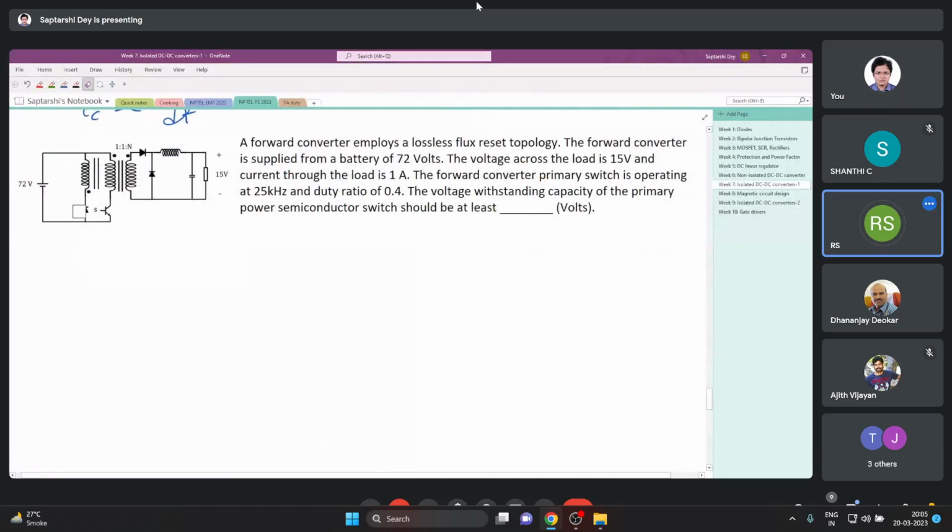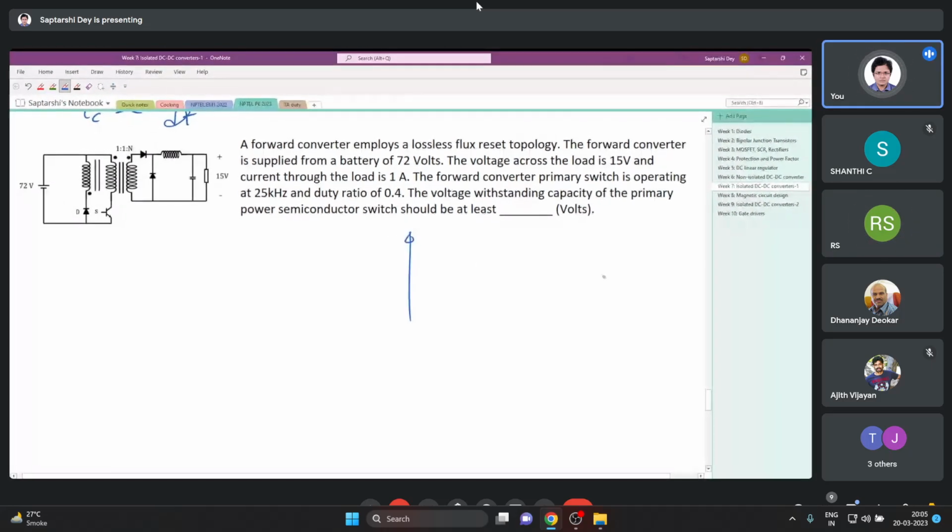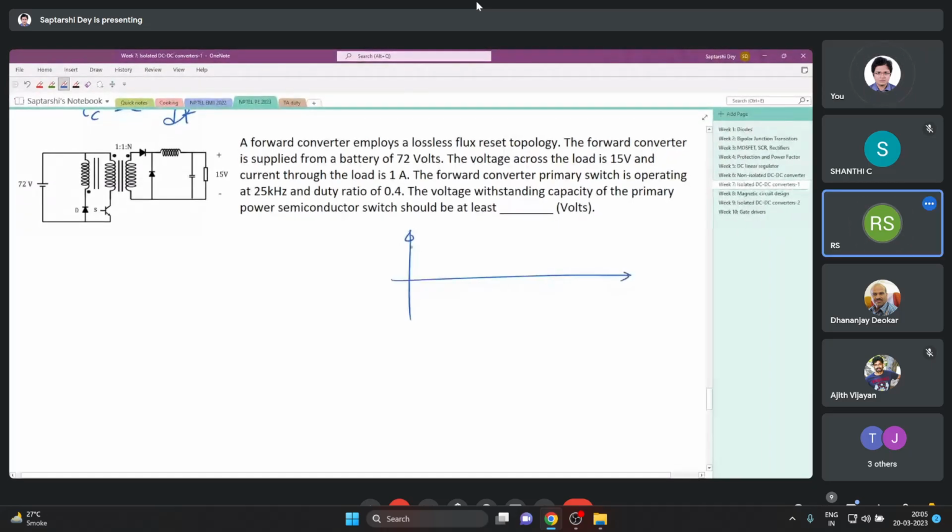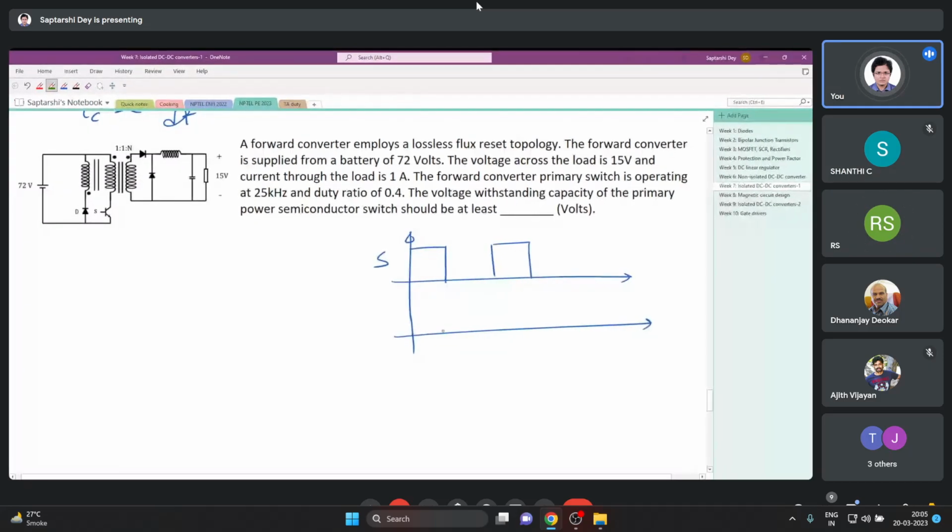Let us see. A forward converter employs a lossless flux reset for converter operation at 72 volt. Voltage across the load is 15 volt. The current is this. The forward converter primary switch is operating at this frequency and this duty ratio. Again, the same thing: we will look into the switch voltage when the switch is open. If this is the switching function, then the switch voltage will look like this.